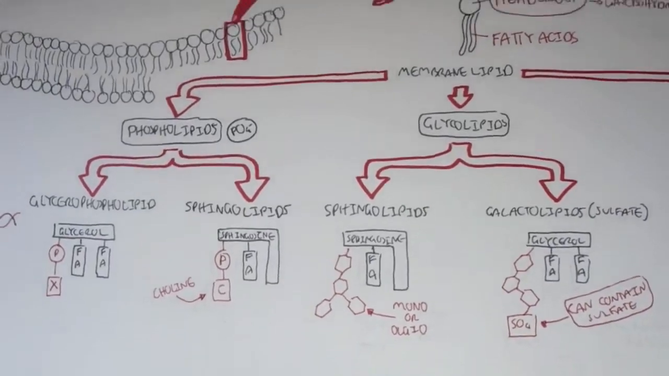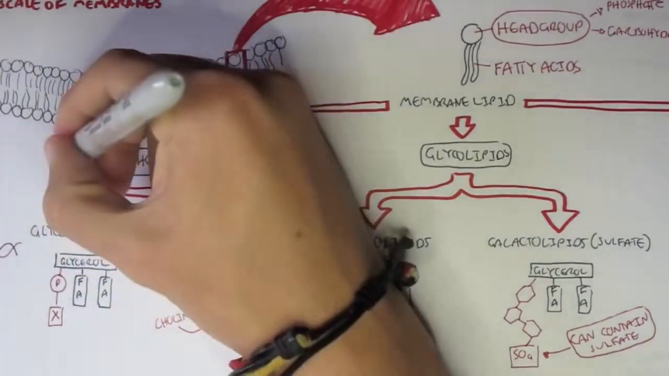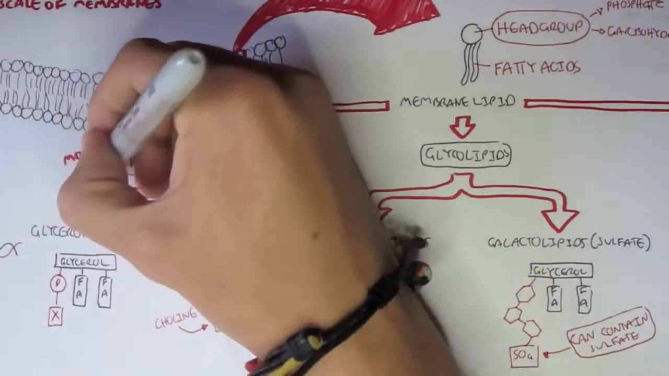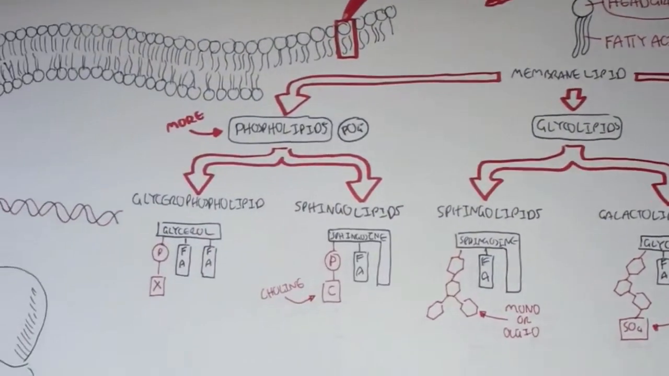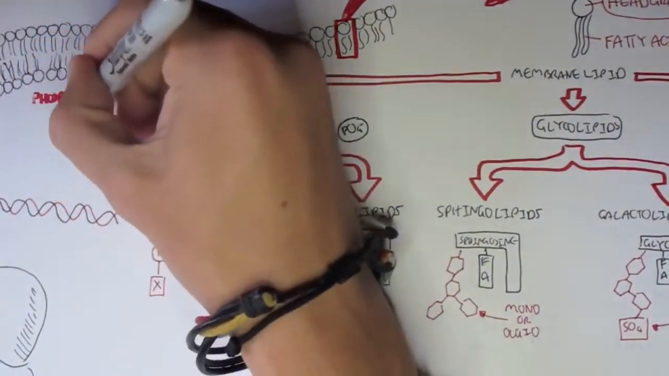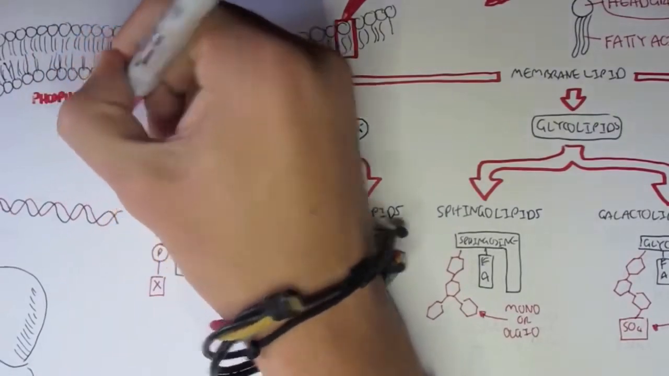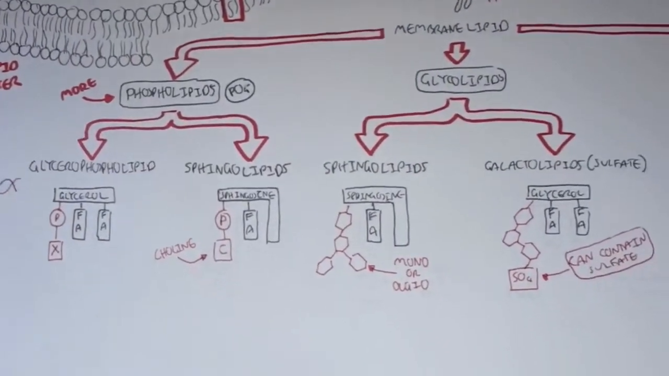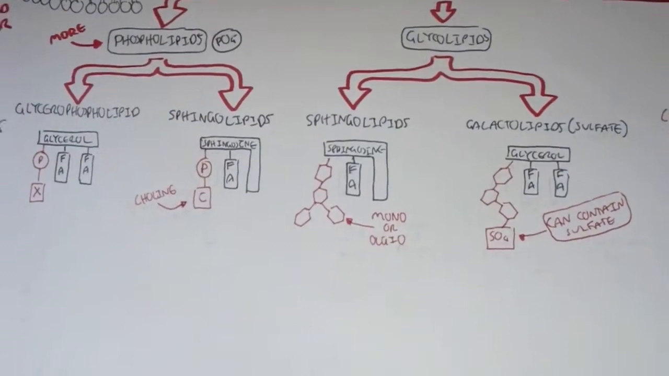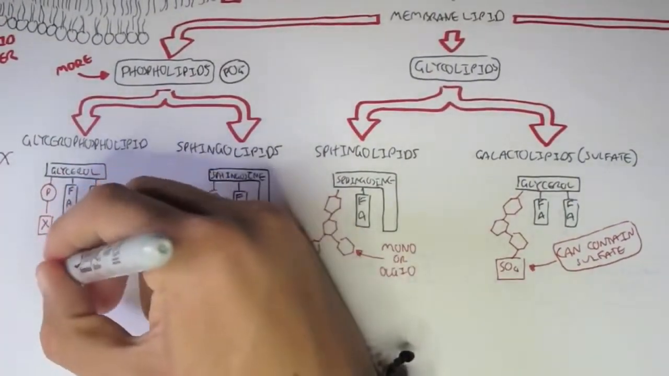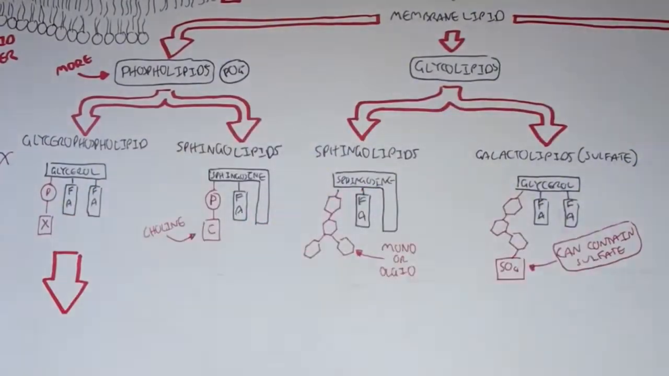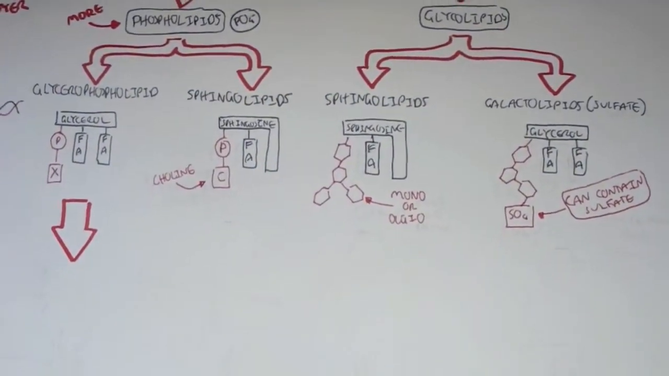And it should be noted that there are many more phospholipids in the cell than there are glycolipids. And that's why you might hear the cell membrane being referred to as a phospholipid bilayer, because there are more phospholipids, and we'll soon see why. But essentially, these are not the actual structures of the cell membrane.